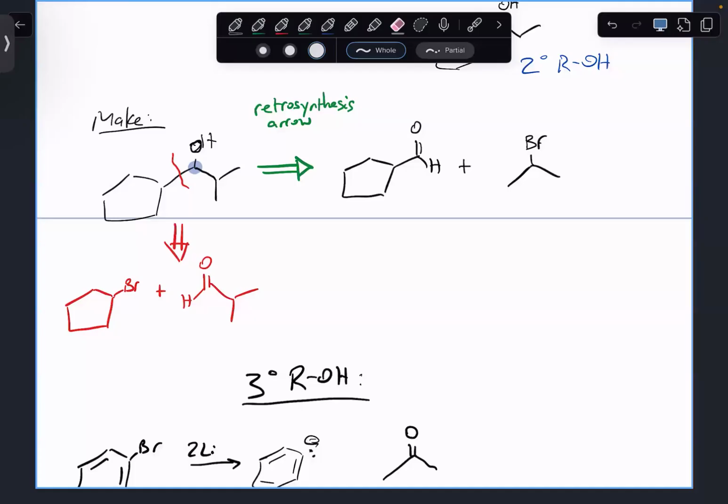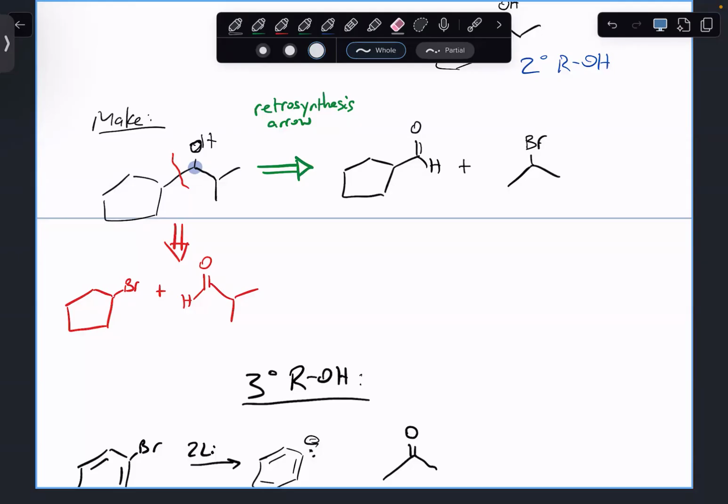All right, questions here? All right, yeah, go ahead. No, most of the time it will just say provide a synthesis for this alcohol. And so either one would be perfectly fine.